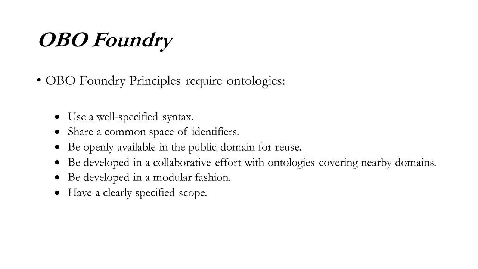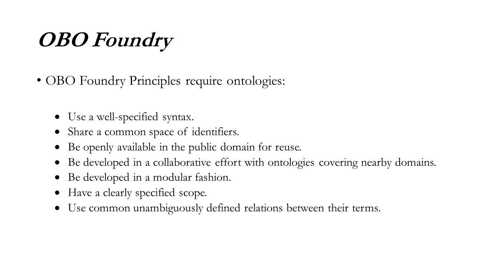The life science domain is very large, and again, no ontology can do everything, but little modular ontologies combined together can do much. So they should also use common, unambiguously defined relations between their terms. This basically means if you're going to define a relationship between two entities or two terms, then you should make it very clear what terms relate to what terms and what the formal properties are with respect to the relation. Like, is the relation transitive? Is it symmetric? Stuff like that.